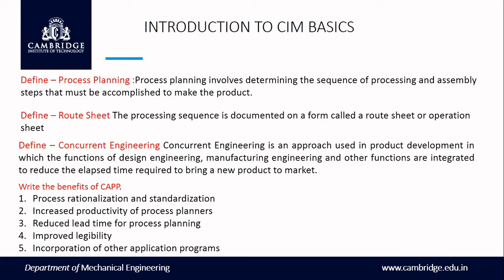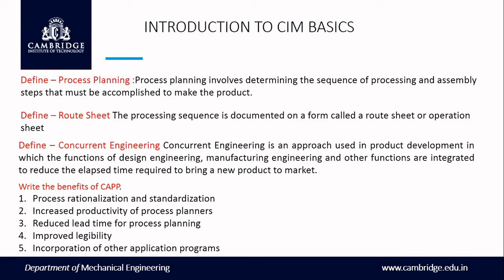Next, what is meant by route sheet? The processing sequence is documented on a form called a route sheet or operation sheet. If you want to do any process planning, you have to have a sequence. We have to document all those things, because if anything goes wrong, you have to check those things and then you can correct it.